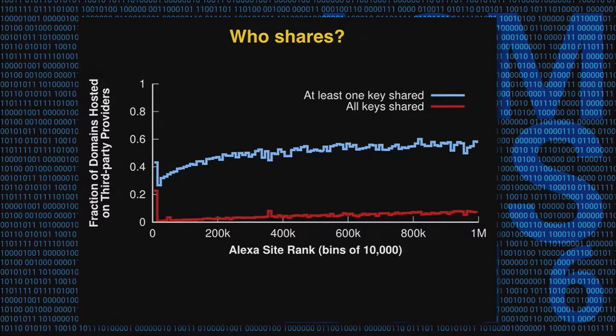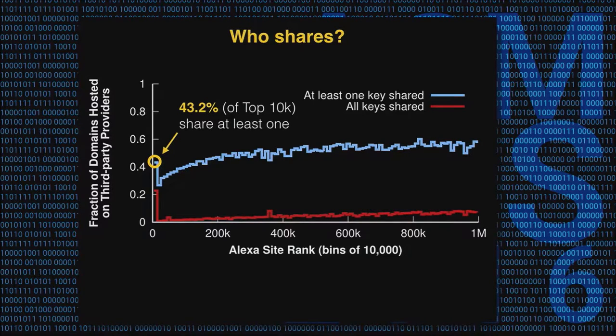So if we look at the very most popular websites here, the Alexa top 10,000, we can see that 43.2% of them shared at least one of their private keys. But it's not only them, right? If we look at the rest of this plot, there's some noise, but the fraction of each group that's sharing with third parties is almost always in the range of 40 to 50% here. The point being, this behavior isn't isolated to any one group, but it's actually common across websites of varying popularity.